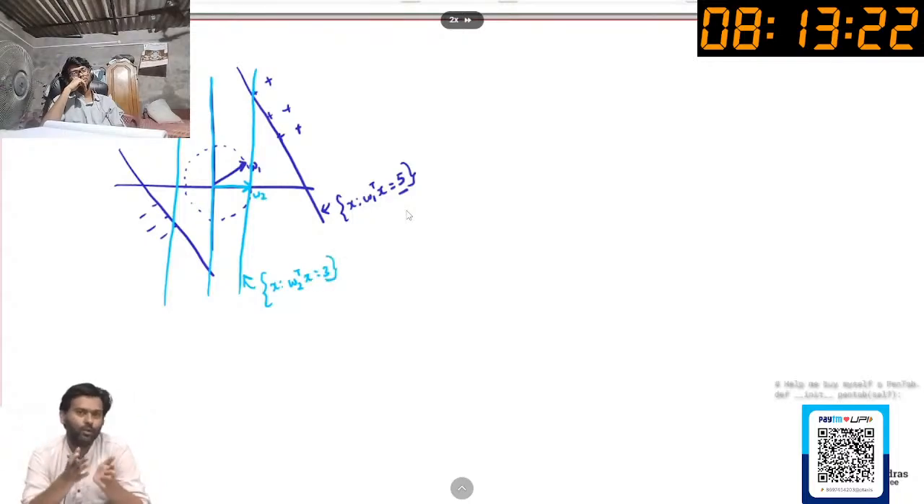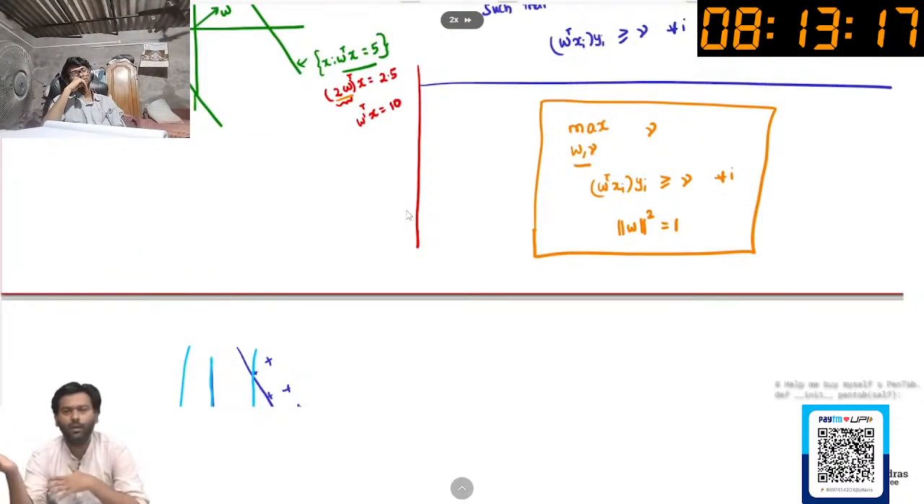So the gamma is in fact a function of your W. The moment I fix W, the gamma is fixed. Now what we are doing in the previous formulation is that we are maximizing over both W and gamma, but then gamma is just a function of W.